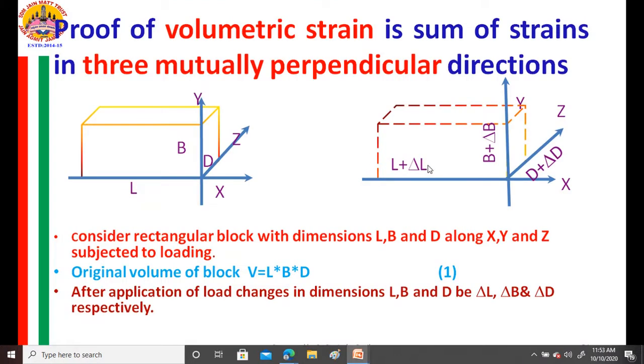So, how am I proving it? First, I am taking a block subjected to a complicated state of stress. What are the loads acting on it? I am not worried. Its original dimensions are L, B, D. After applying the load, its dimensions are changing by del L, del B, del D. New dimensions are L plus del L.